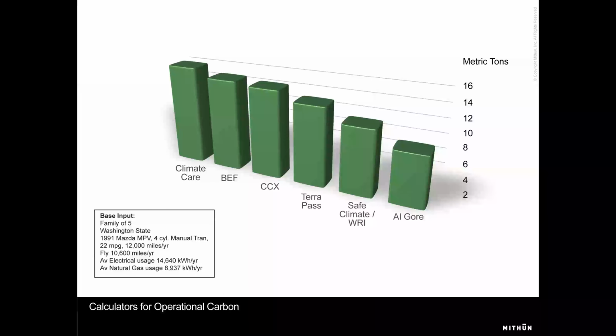We were trying to figure out how accurate calculators could be. And so at that time, I actually took my family's data and put it into a series of calculators that were available online for personal carbon. And we did find that Al Gore had us at the lowest possible number, and Climate Care actually had doubled that. So one of the things was to understand that there is a certain amount of variability in any of these calculators as you go along.